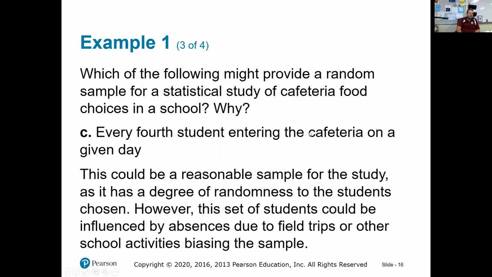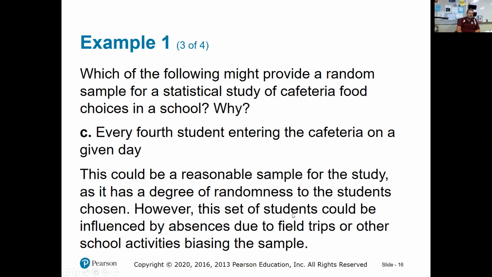Every fourth student entering the cafeteria on a given day. Well, that's random. You're not picking a certain group of people. And a fourth of the people, not too bad. 25% is not a bad number. You would like to go higher if you can. But it is random, which is good.